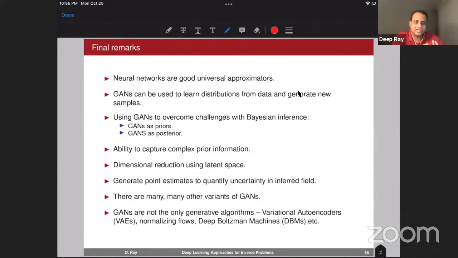Then you're also able to generate point-wise estimates to quantify the uncertainty, which is nice. And I've only shown you 2 types of GANs. There are perhaps 50 kinds of GANs available out there in the literature, each designed for a different kind of application. For instance, I mentioned the ambient GAN, which is useful for sampling when you're working with incomplete data.